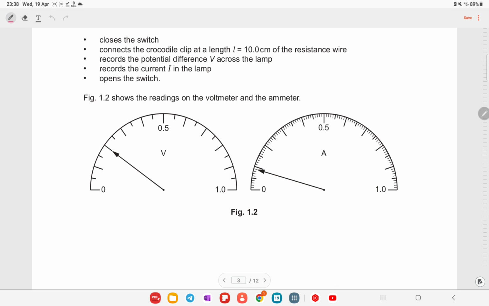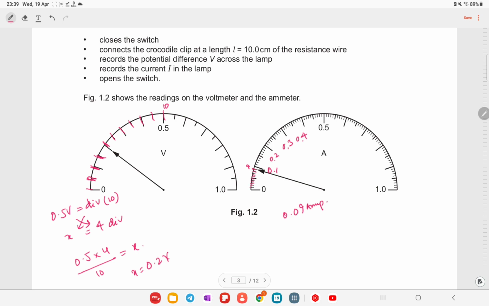If you do these calculations, there are 10 divisions. You can count them: 3, 4, 5, 6, 7, 8, 9, 10 divisions. So this means 0.5 volts equals 10 divisions. And now you see 1, 2, 3, 4. So you need to find what voltage 4 divisions equals. So you cross multiply: 0.5 times 4 divided by 10, and when you do the calculations, you will end up with 0.2 volts.